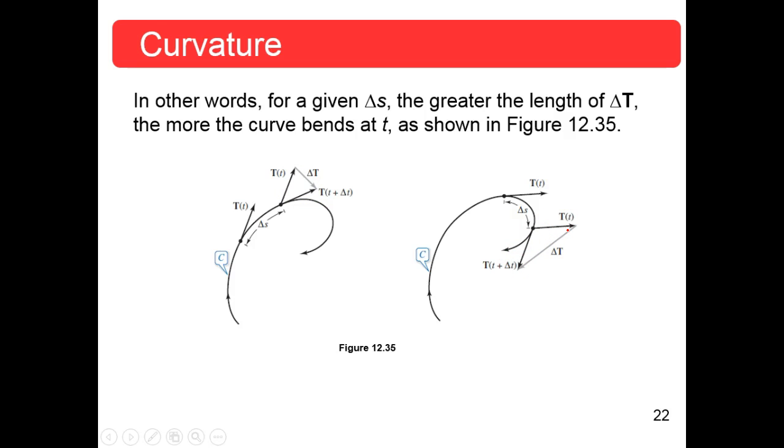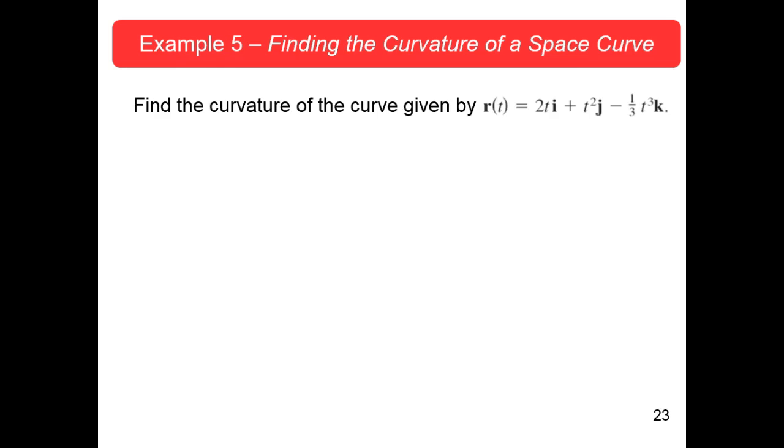So the curvature is much greater where it's a tight curve than where it's a broad curve, which we've said repeatedly. So here's example 5. Finding the curvature of a space curve.